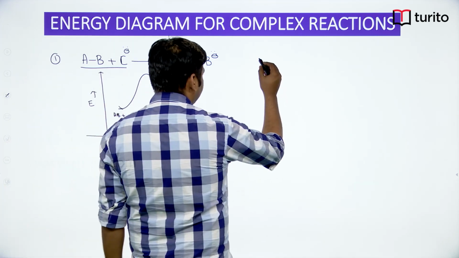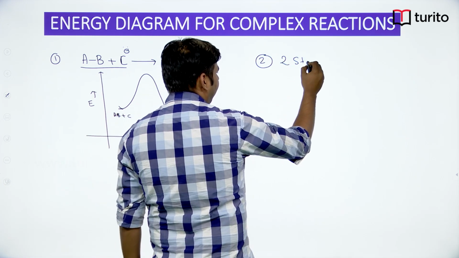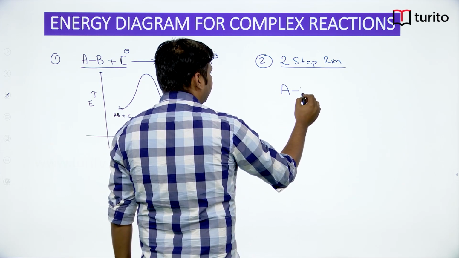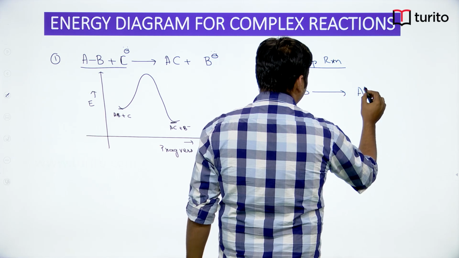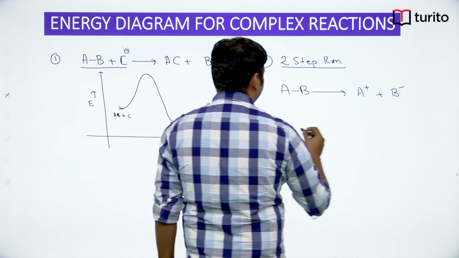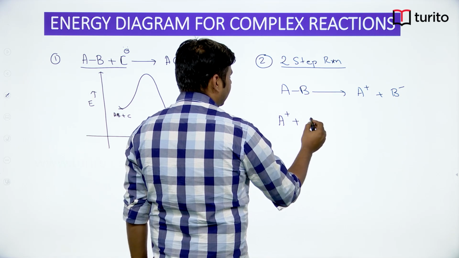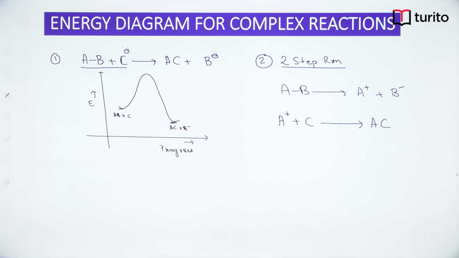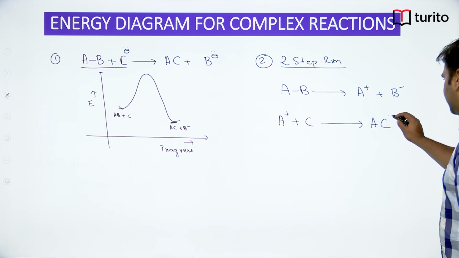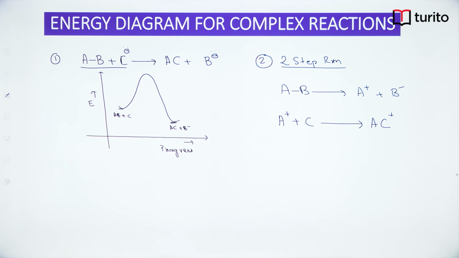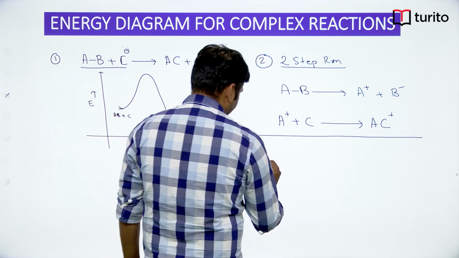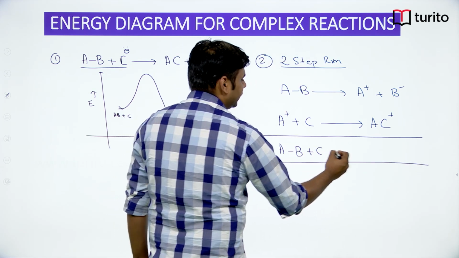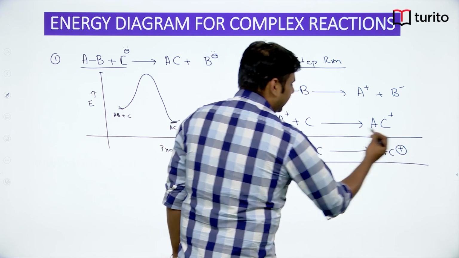Now suppose we want to consider a two-step reaction. Suppose the reaction is something like this. AB initially breaks into A plus and B negative, and in the second step this A plus combines with C negative and forms AC. So suppose this is the overall reaction, which I can write like this: AB plus C changing into AC plus. So this is basically the main reaction.